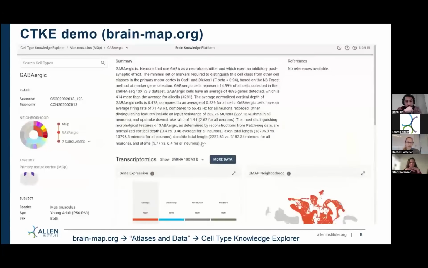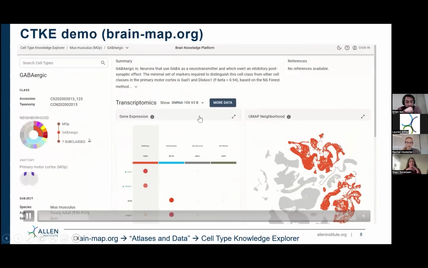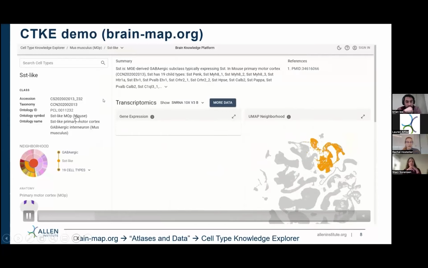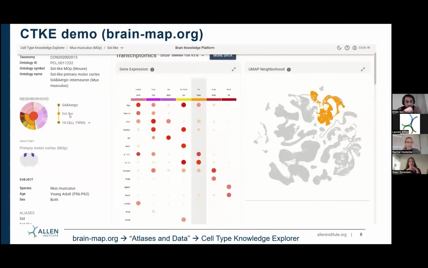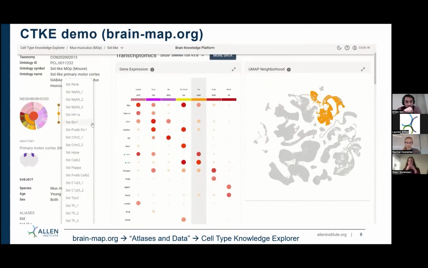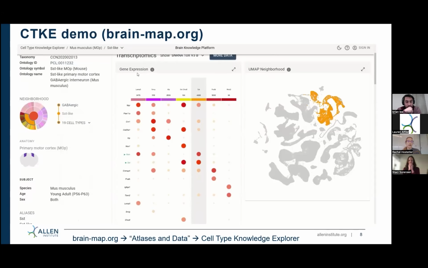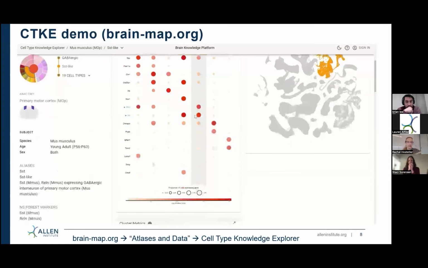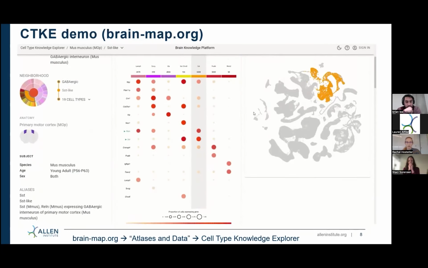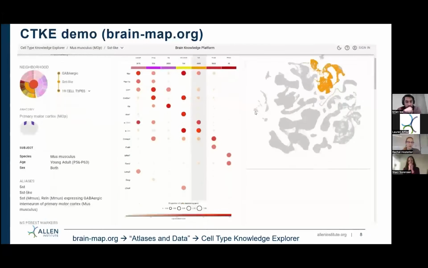We have a summary up here, which is showing us just looking at our GABAergic cells. If we want to go further down in the taxonomy, we can click on a subset. So now we're specifically in the SST or somatostatin-like subclass. And then within the subclass, we had 19 different cell types. Again, we can look at the marker genes that were used to define the subclass. We can look at the UMAP here.